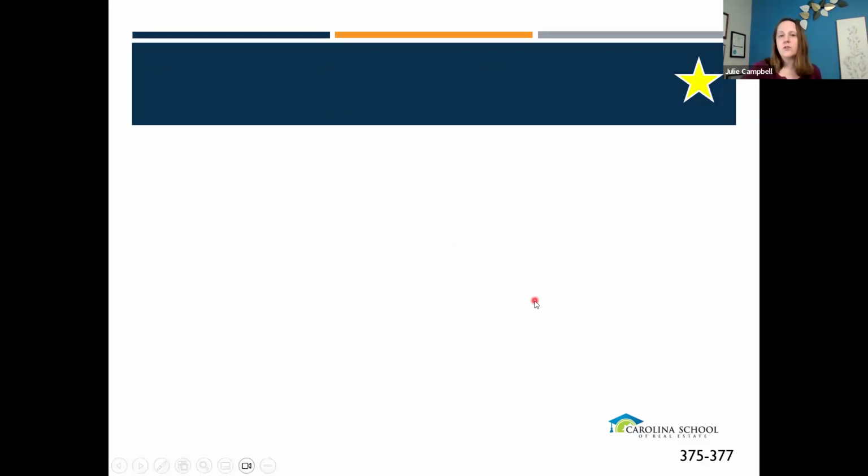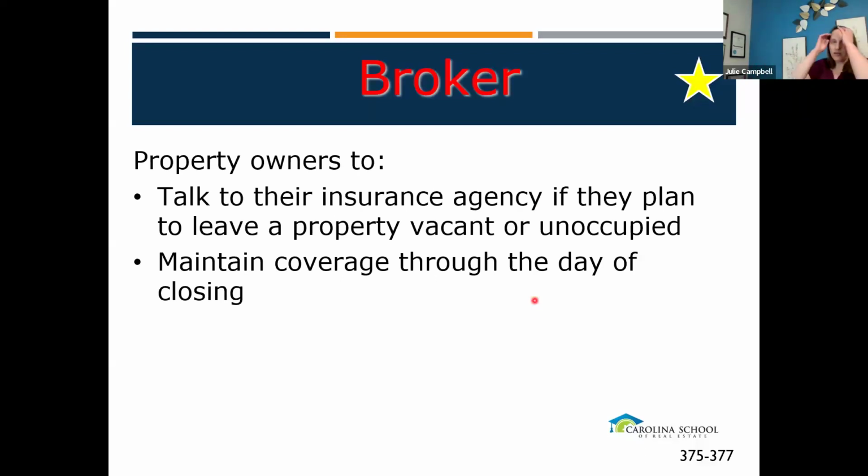So what's this mean for us? We need to make sure that our property owners talk to the insurance agency if they plan to leave it vacant or unoccupied. All we can do is encourage them to do so. And then we have to tell our sellers, our property owners, they need to maintain coverage through the day of closing. If closing gets delayed 2 days or 2 weeks, they need to get on the phone with their insurance agent and extend their policy for that 2 days, 2 weeks.